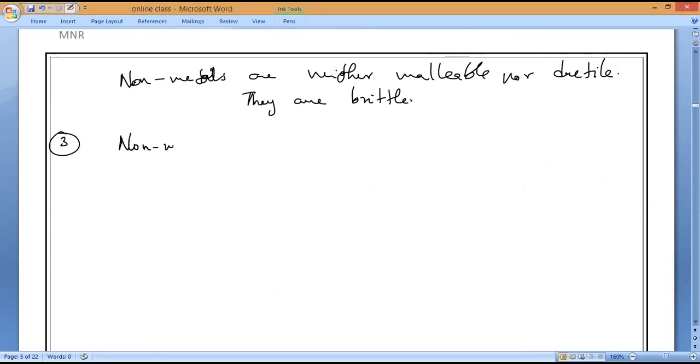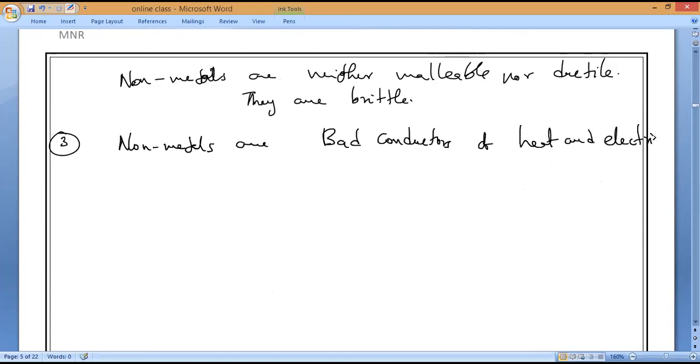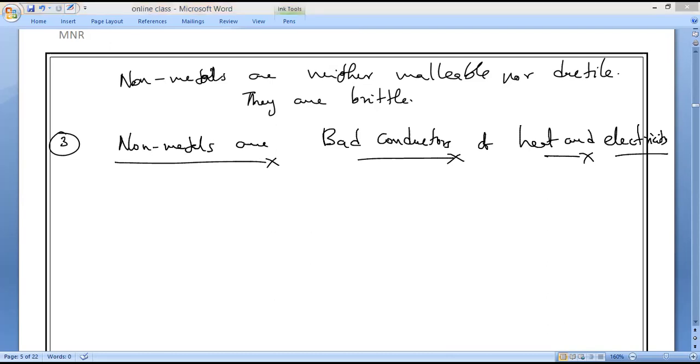Non-metals are bad conductors of heat and electricity. Okay, but there is some exception for heat, and some exception for electricity. I'll tell you that. So observe very carefully. Will non-metals allow heat and electricity or not? They will never allow. They do not allow heat and electricity to pass through them.